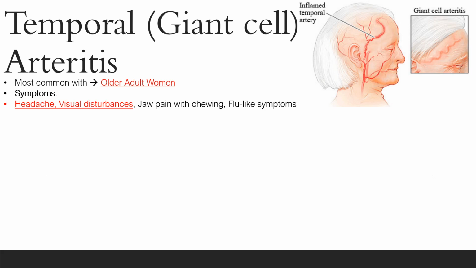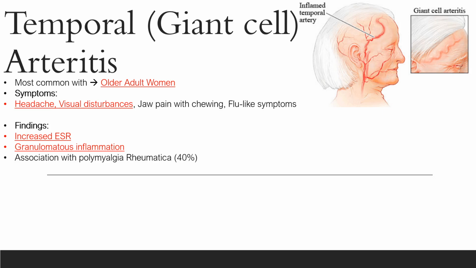So you can see how it'll start, maybe you have some pain here, and then she'll say, "Oh, I was eating something earlier, and the pain kind of radiated, and that hurt." And she's having visual problems because they're connected to the ophthalmic artery. Some findings are increased ESR and granulomatous inflammation. So again, there's a lot of inflammation and a lot of pain. Those are the main findings there, and it has some association with polymyalgia rheumatica.